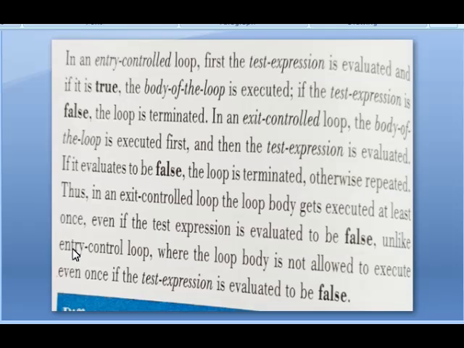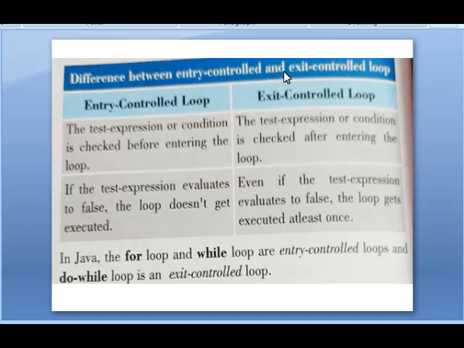Thus, in an exit controlled loop, the body gets executed at least once, even if the test condition evaluates to false, unlike an entry controlled loop where the loop body is not allowed to execute if the test expression evaluates to false. Next, write the difference between entry controlled loop and exit controlled loop. The first one is an entry controlled loop: the test expression or condition is checked before entering the loop.